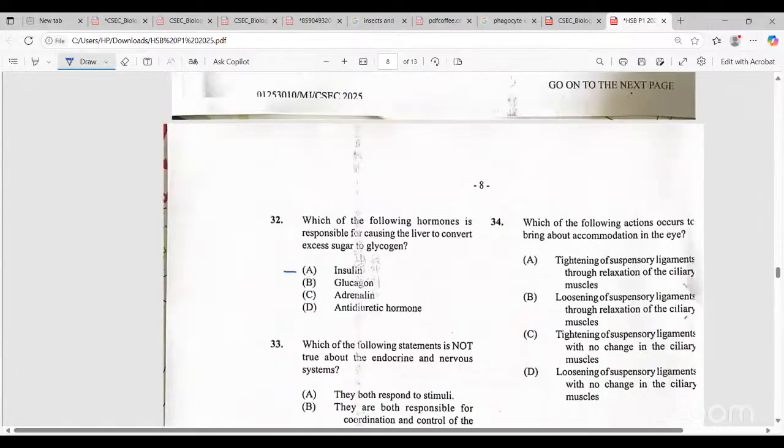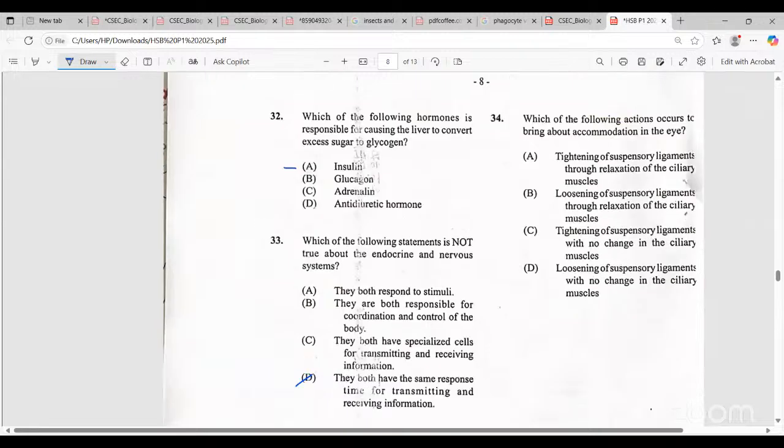34, which of the following actions occur to bring about accommodation? So we look for any antagonistic action. So we see A says tightening of the suspensory ligaments through relaxation. So tightening and then relaxation are both different actions, so we don't have to go any further. So that answer is A.